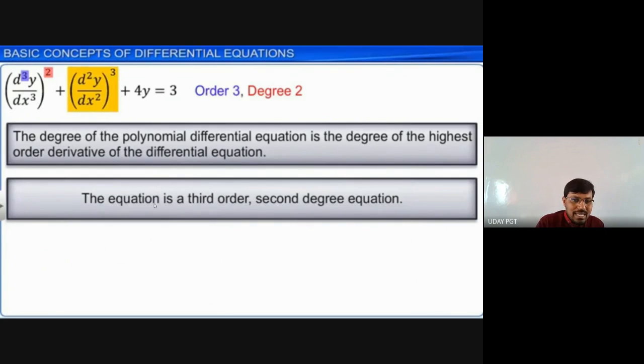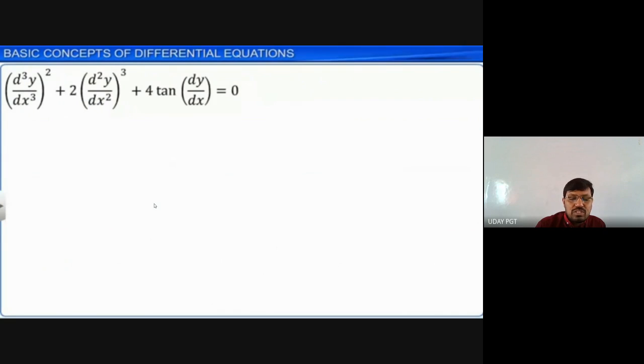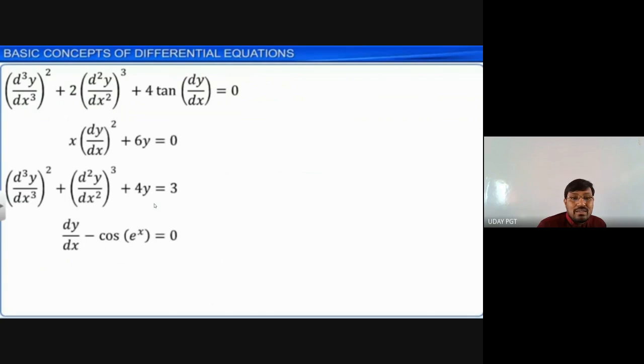We call this a third order. That 3 is not taken from the second term; the order 3 is taken from the highest derivative. When you observe this one, is it a polynomial equation in terms of the differential dy by dx? Because we have tan of dy by dx given, so it cannot be said to be a polynomial.